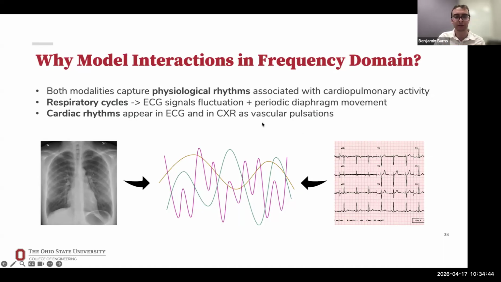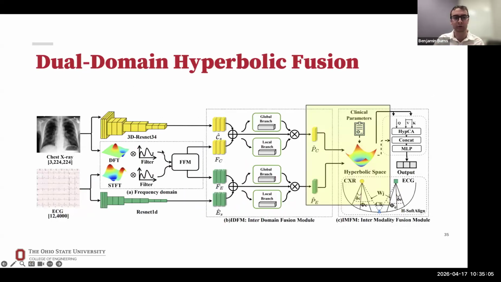So by analyzing these modalities in the frequency domain, all of a sudden they have these much stronger and richer interactions and relationships that were less obvious when we were just looking at them in the spatial and temporal domains. So the fundamental idea here is that by projecting these modalities into the frequency domain, we can learn a frequency fusion module where the interactions between the modalities are more clear and immediate in order to learn better the relationship between the modalities.